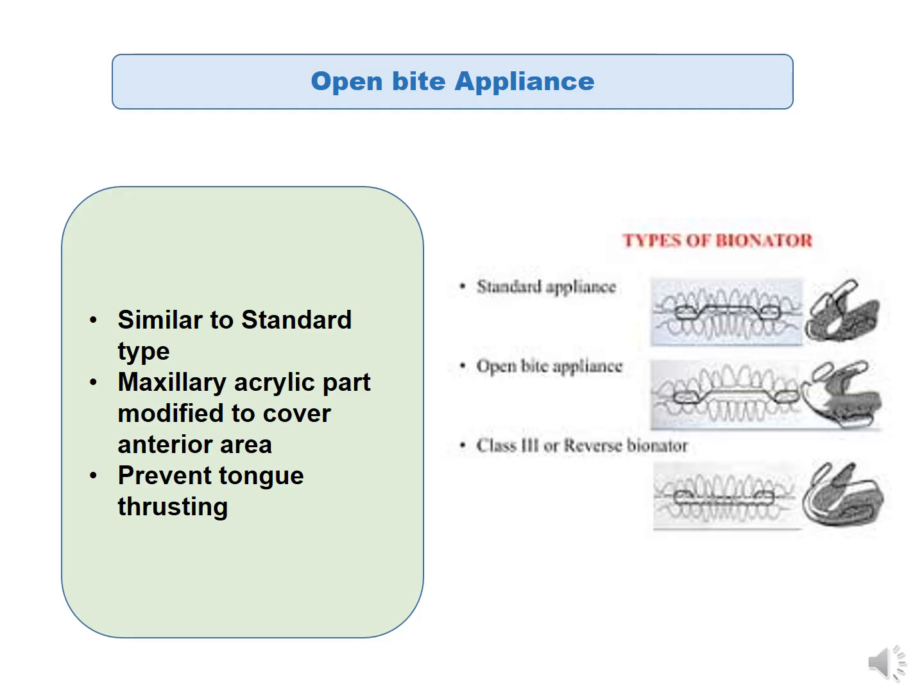The open bite appliance is also similar to the standard type of bionators, but it is modified such that the maxillary acrylic part covers the anterior area, thus helping to prevent tongue thrusting.